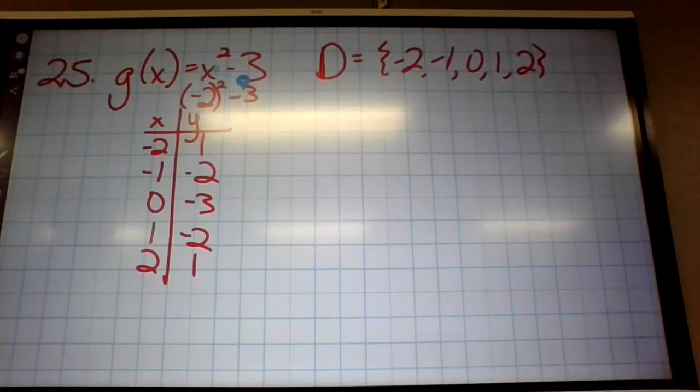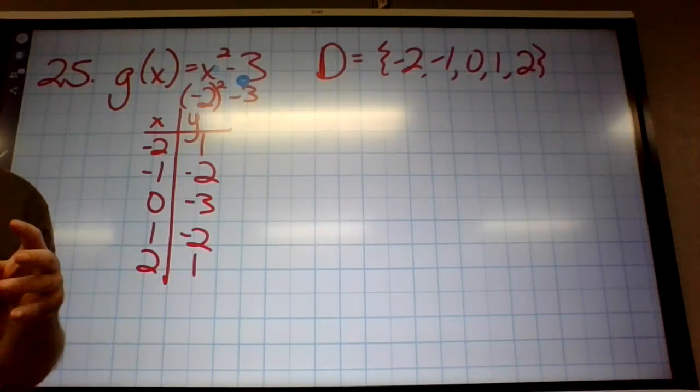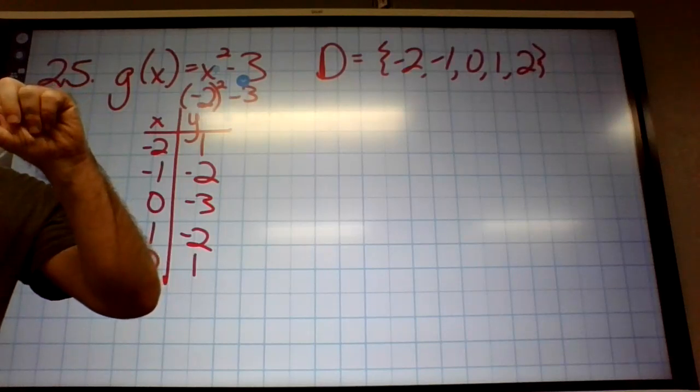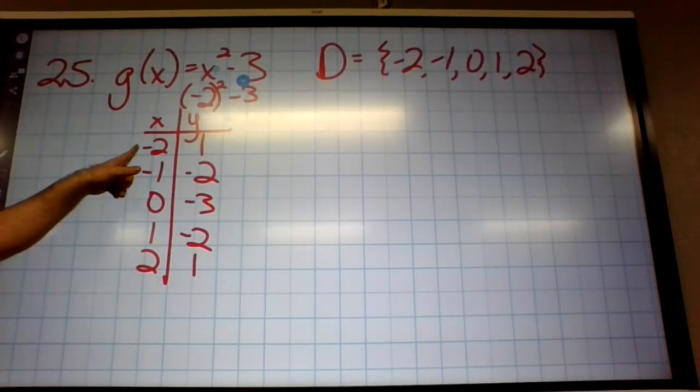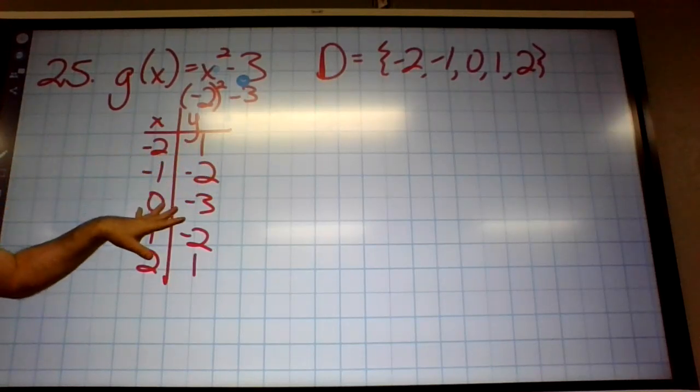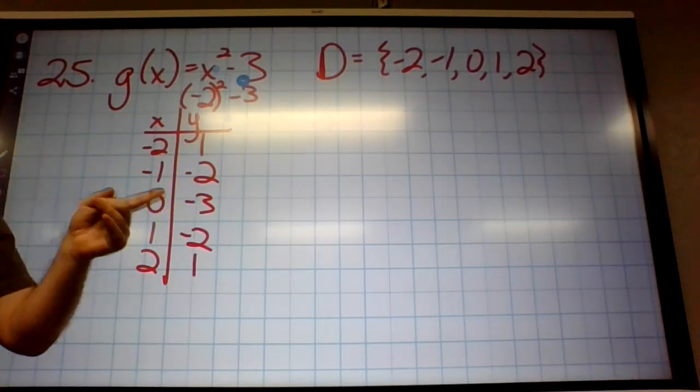26 says write this function as ordered pairs. What does ordered pairs mean? Parentheses. So basically you just rewrite this in parentheses form. But on 27 you're supposed to graph those.